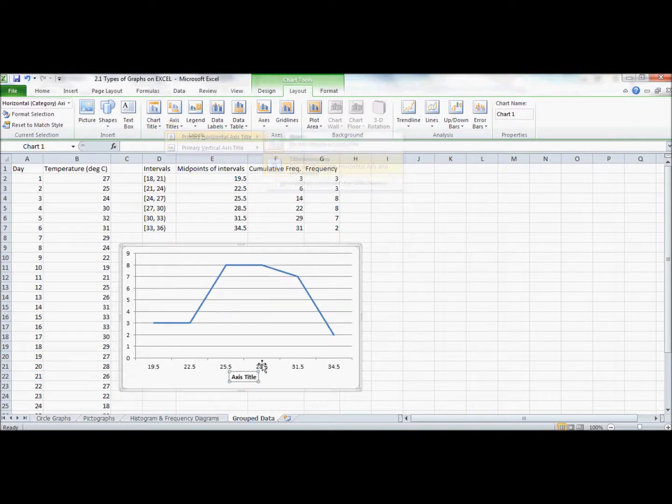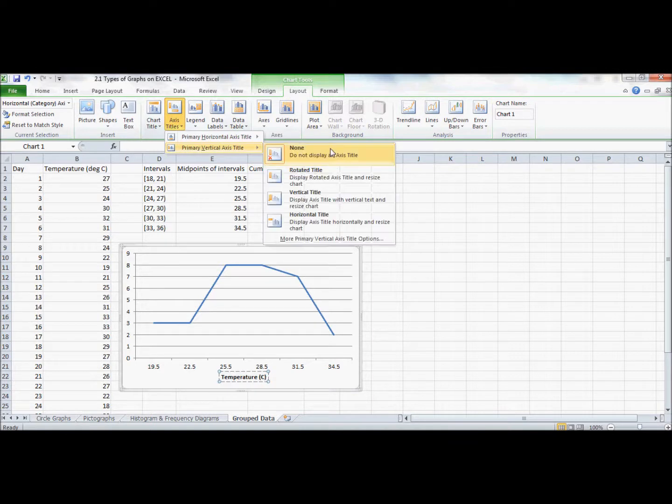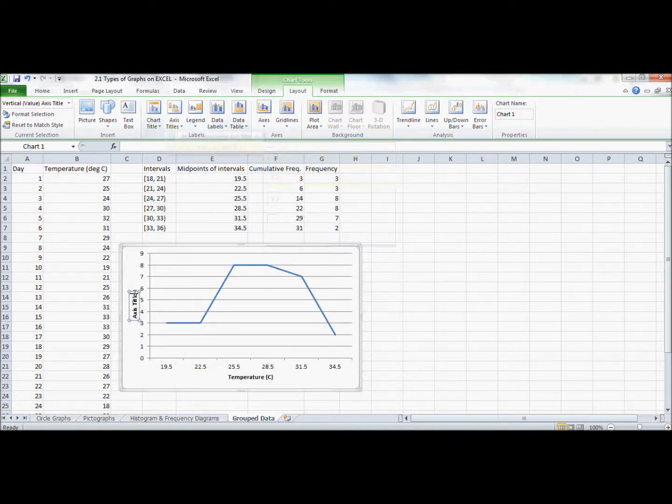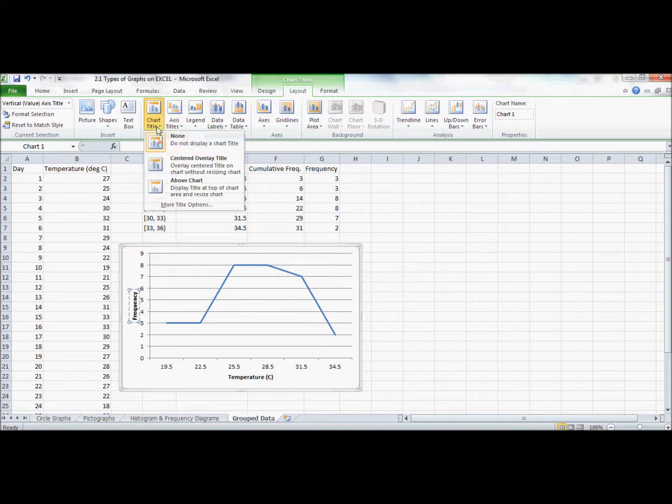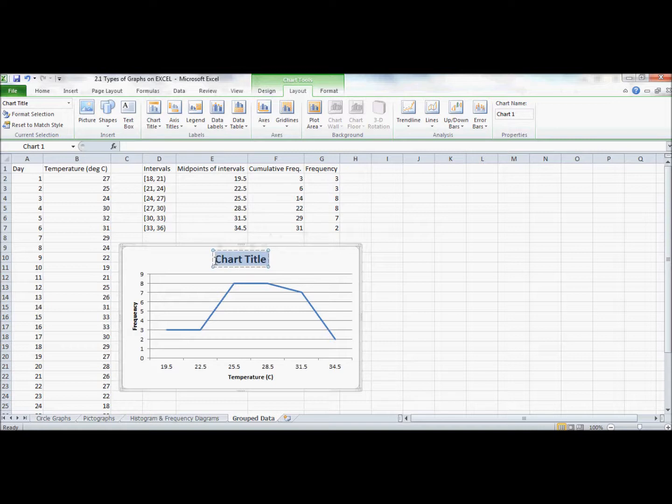And we can add in axis titles. So here we're looking at temperature. And on the vertical axis is our frequency, or in other words, how many times did that particular temperature value happen? And we can put in a title. So this would be frequency of temperature in the month of July.